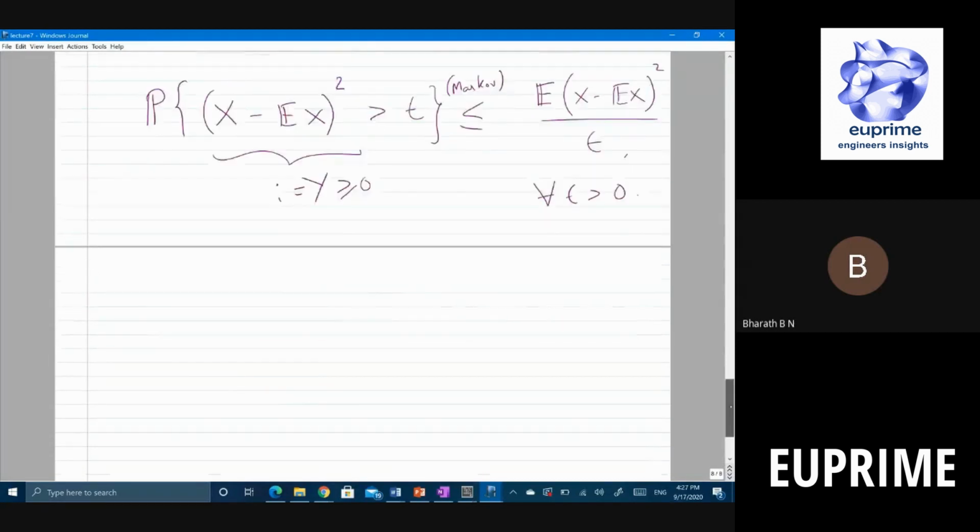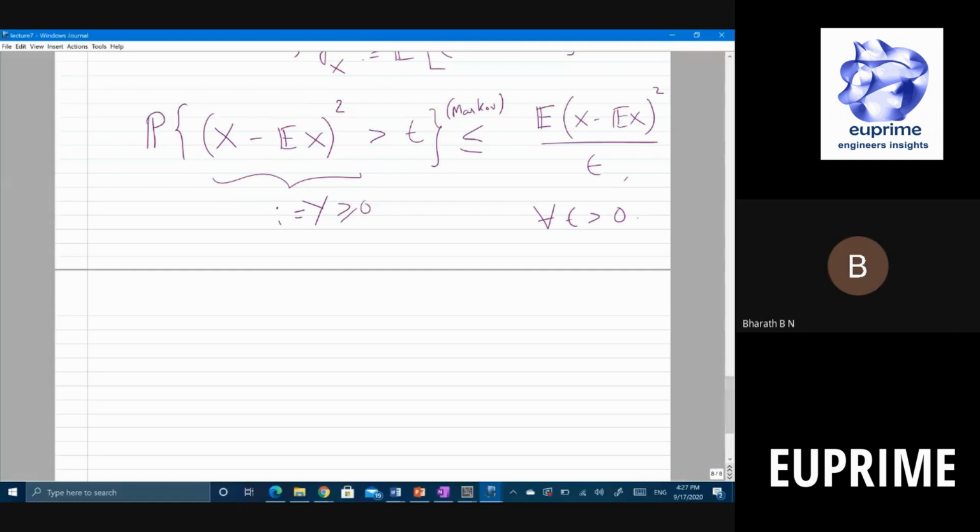Okay, so what is this saying? This is saying the probability of (x minus expected value of x) whole squared greater than t is less than or equal to the variance divided by t. Okay, is this fine? Yes, sir.